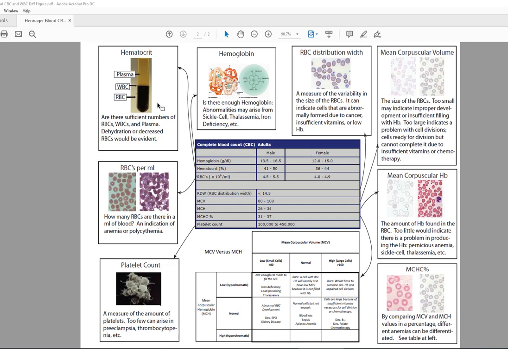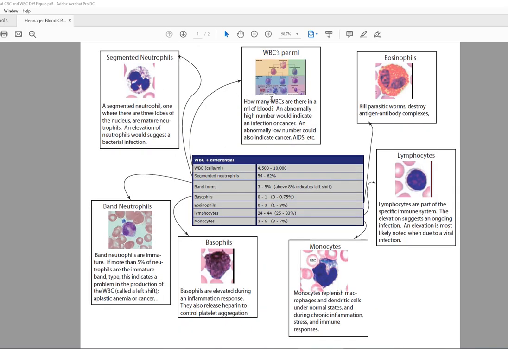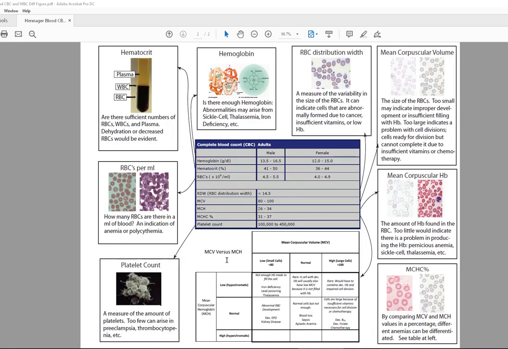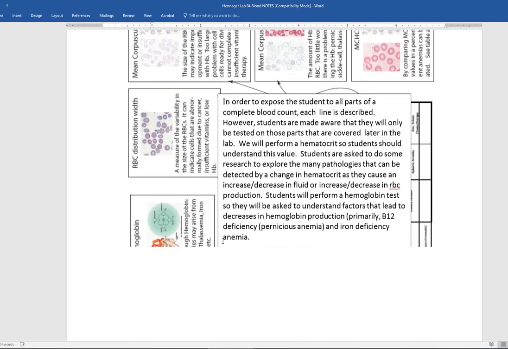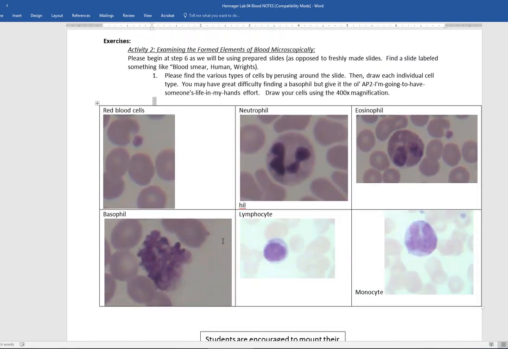All right, so I would like to ask questions about hematocrit, hemoglobin, and then everything on here except for band neutrophils is fair game for the practical. Let me go back to the lab. What we do next is we would identify the white blood cells. And so if we were face to face, we would look at these individual cells.